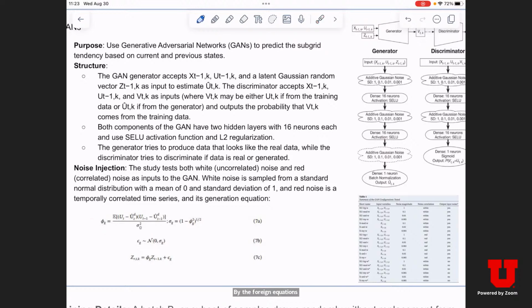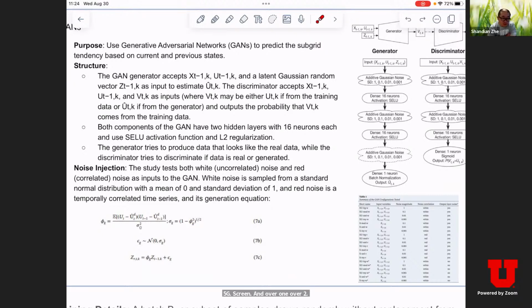So we can see the phi g, this term is the real data minus the estimate data, plus the last term real data minus the estimate data, and we get their expected values and divide by sigma square. And the sigma g is computed by 1 minus phi g square, to the power of 1 over 2.